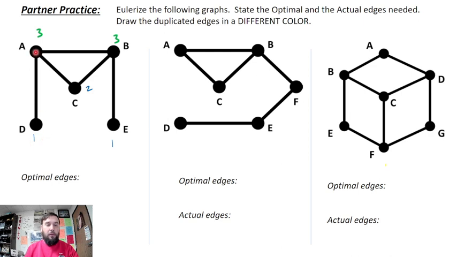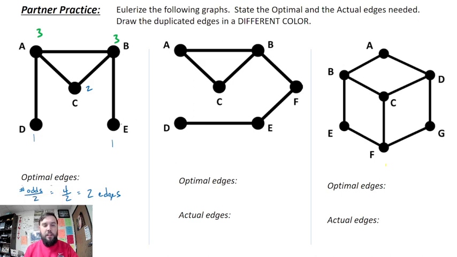Alright, so if you notice here we have 1, 2, 3, 4 odd vertices. And so that means the optimal number of edges to duplicate is the number of odd vertices divided by 2. I have 4 divided by 2 equals 2. Ultimately, I want to try to do it by only duplicating 2 edges. Now, let's see what I can do here, and go through a couple pointers.